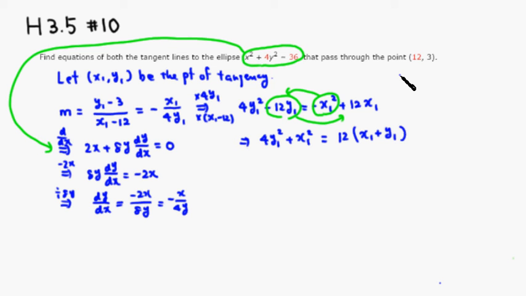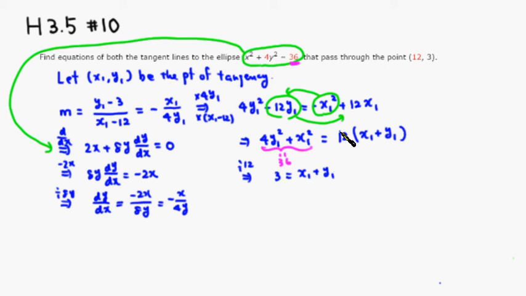Then we know that (x1, y1) is on this ellipse, so the left side is equal to 36, because here's the 36. Then we can divide through by 12. You get 3 is equal to x1 plus y1. So we got that.